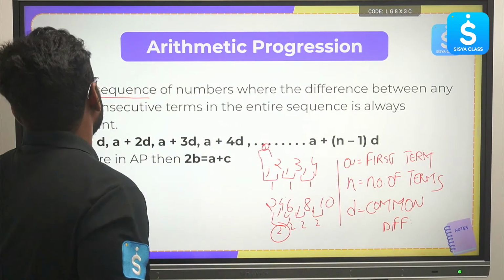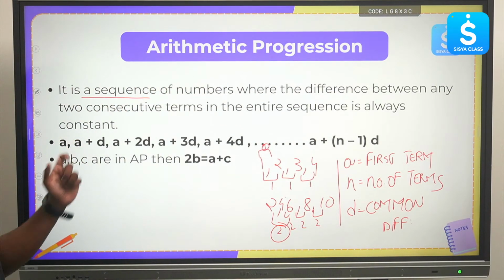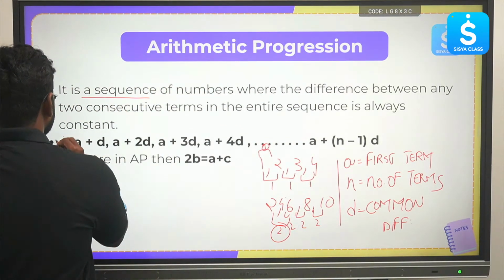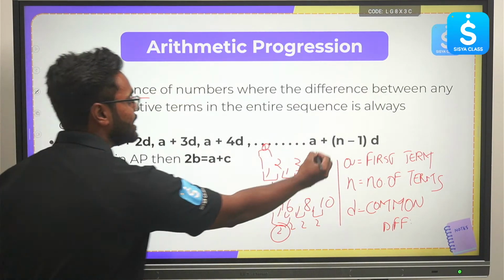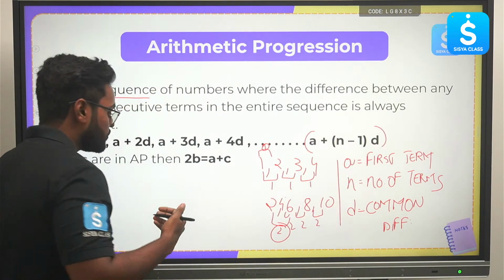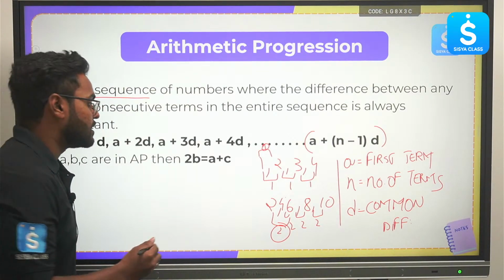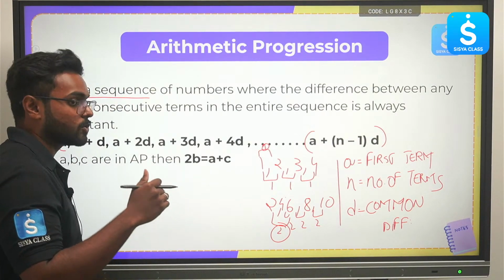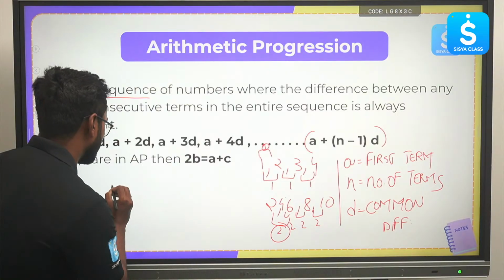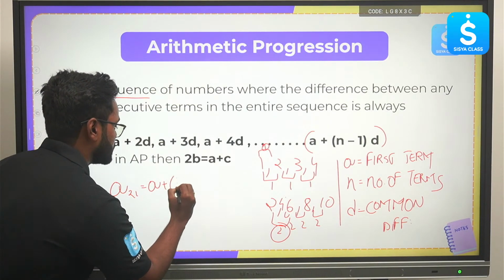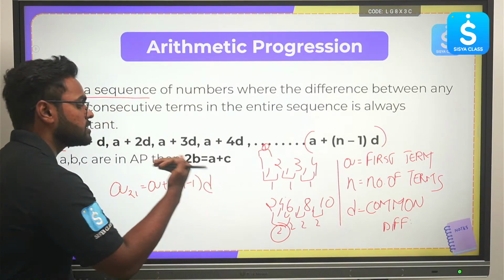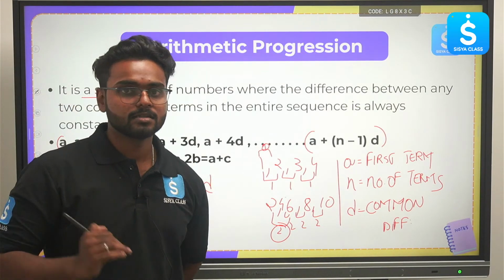This is how a sequence is represented in terms of A and D: A, A plus D, A plus 2D, A plus 3D and so on. This is the last term. If you want to find a term, assuming the 21st term from the beginning, you would use the formula An equals A plus (n minus 1) into D. Using this formula, you could find any term in the sequence.